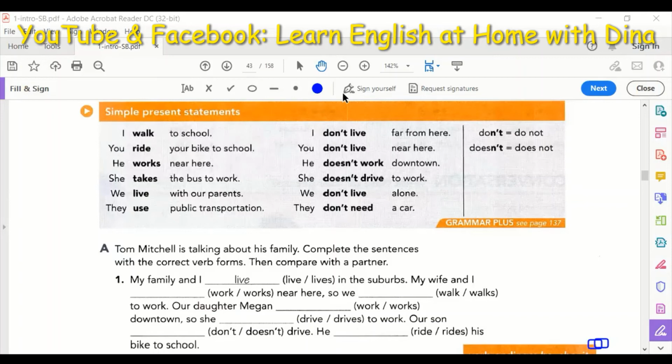Yes, who else? We have Isra. Hello, teacher. Hello, Isra. Welcome back. Continue reading, please, Isra, from the beginning. No, start from she. She takes the bus to work. Good. We live with our parents. Okay, but don't say parents like that. Say it, parents. Parents.